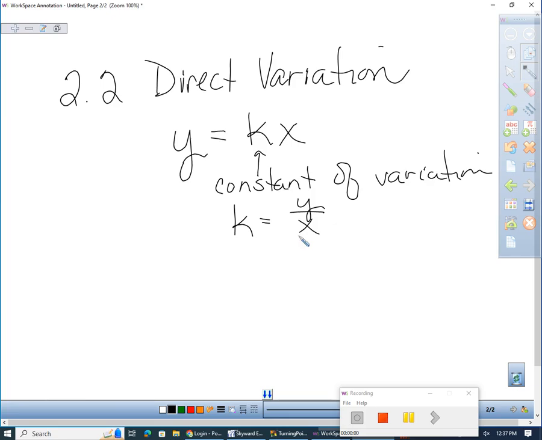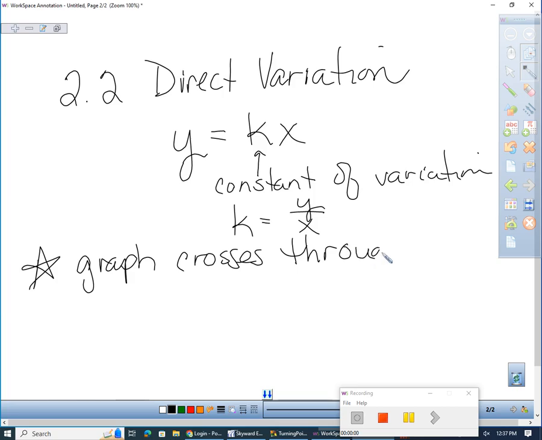And the other special thing I wanted to remind you of, not just the equation and how you find k, but the very special thing about a direct variation is a direct variation graph crosses through the origin. All right, so that's the whole basics of today, but let's break it down a little bit more.